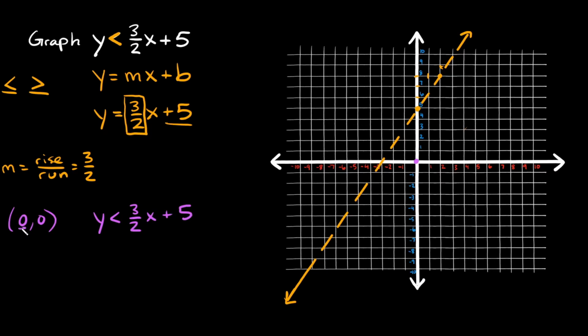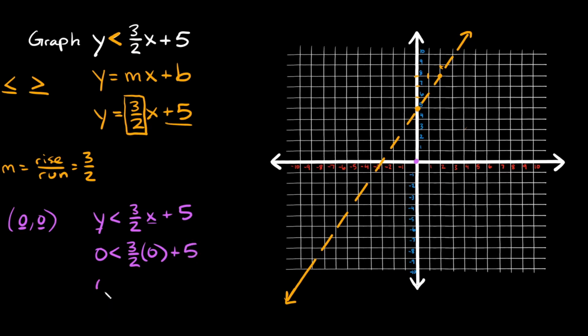Again, this is your x coordinate, this is your y coordinate, so we're going to plug in a 0 for x right here and a 0 for y. So it's going to look like this: 0 is less than 3/2 times x, which again is 0, plus 5, right?